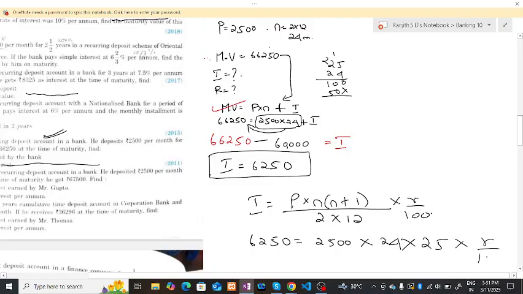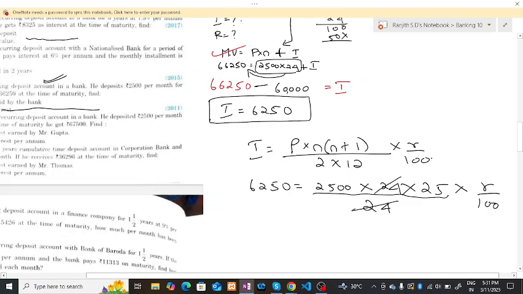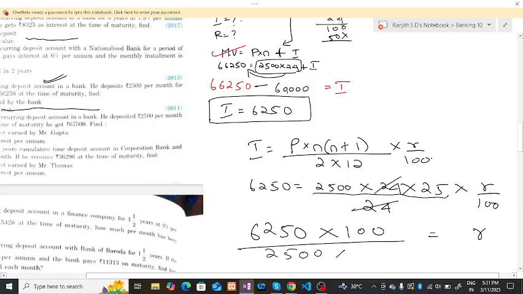R by 100 as it is, divided by 2 into 12. 2 into 12 is 24. 24 and 24 will get cancelled. Keep R as it is. Shift all the numbers towards the left-hand side. 6250, 100 gets multiplied, divided by 2500 into 25.